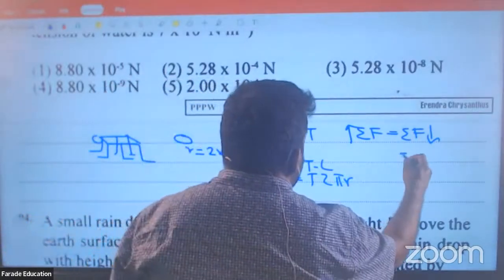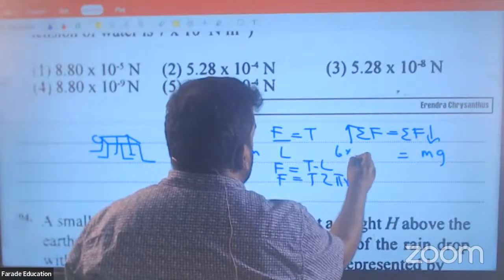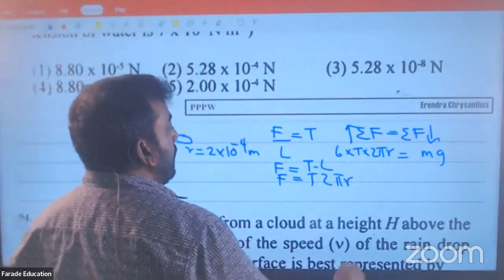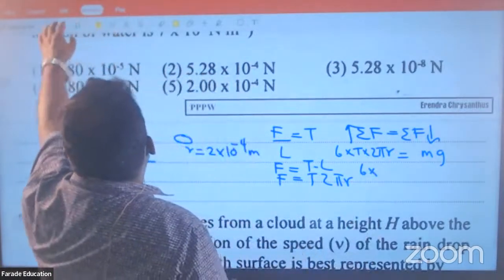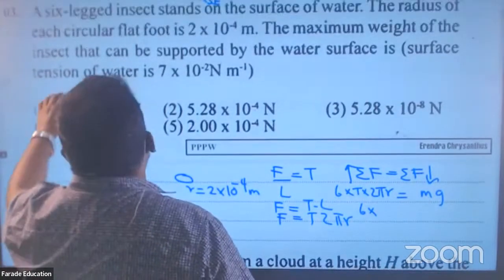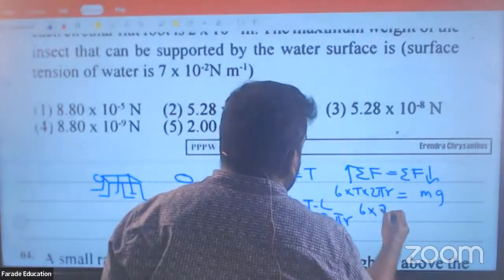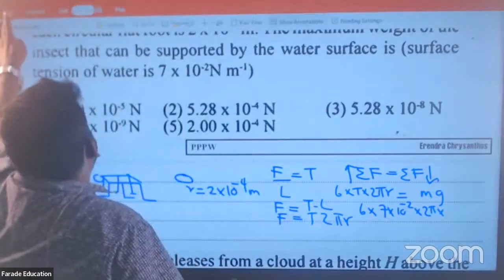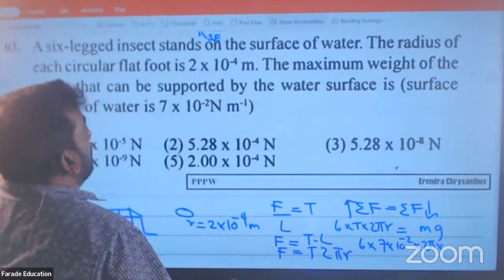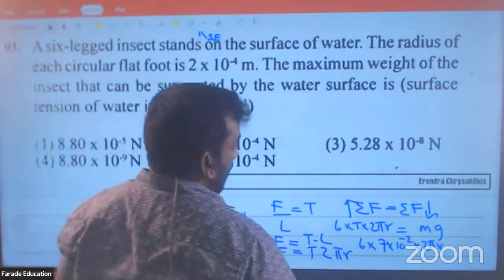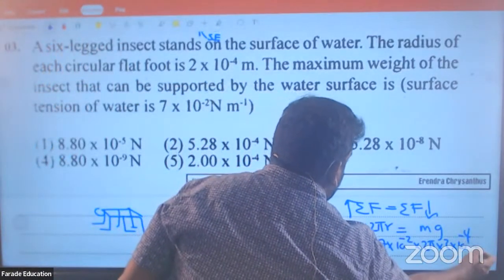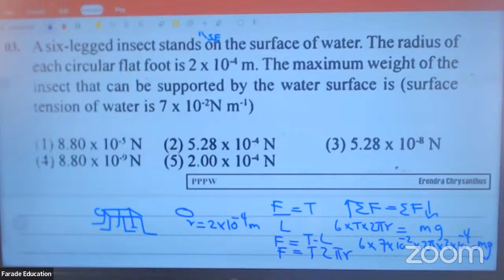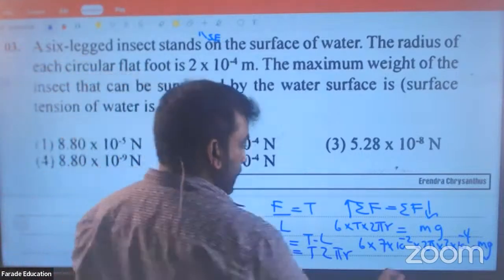Here, weight is acting downward. 6 times T times 2 pi r. Here, surface tension is given, 7 × 10 to the power minus 2. 2 pi radius. What's the radius? 2 × 10 to the power minus 4. That is mg. Simplify the relationship carefully.